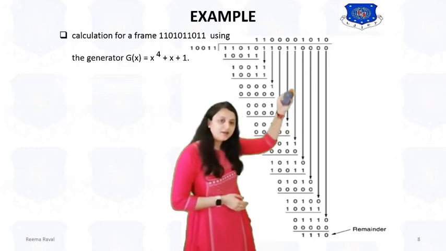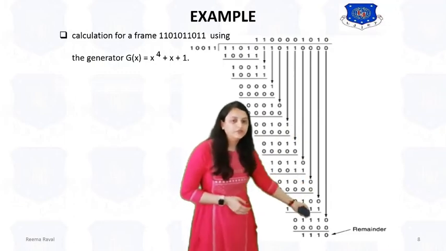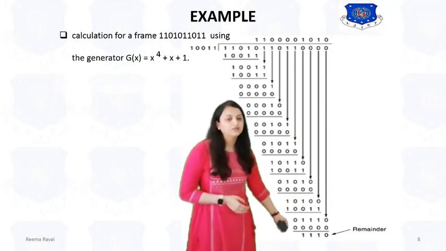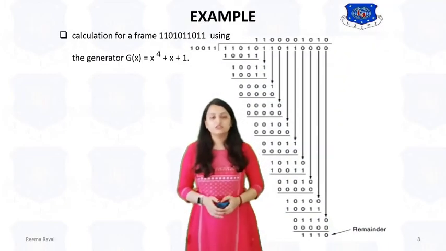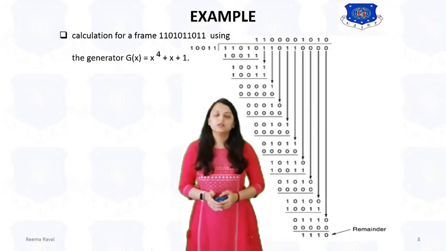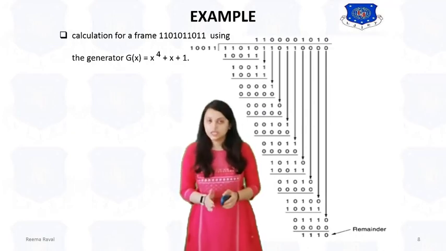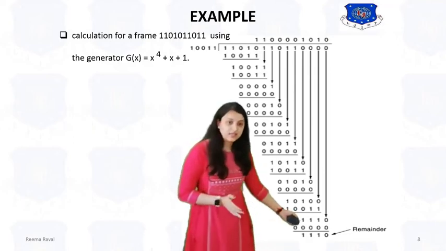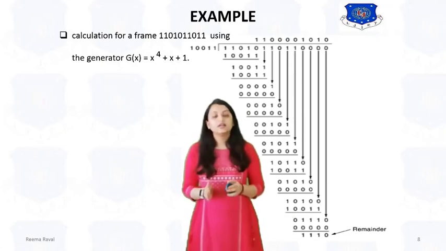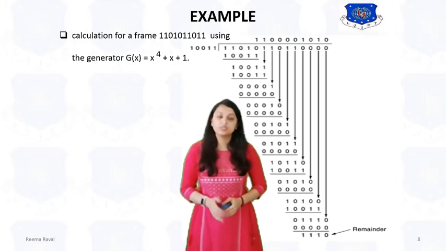By using this step-by-step division, putting the carry and bringing the data down, we get the remainder, which is 1, 1, 1, 0. Now you are all aware of binary division, and as we have seen earlier, if the remainder is 0, we can say that there is no error. But if the remainder is non-zero, as in this case, we can say that there is an error present. So this is how we can detect the error using binary division.